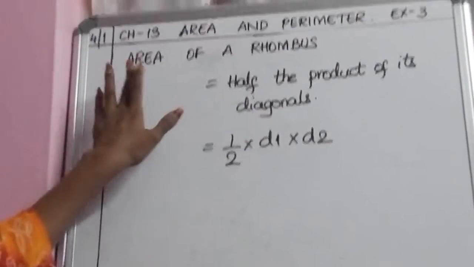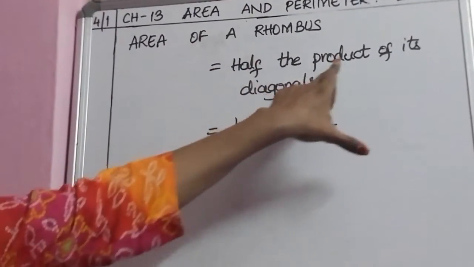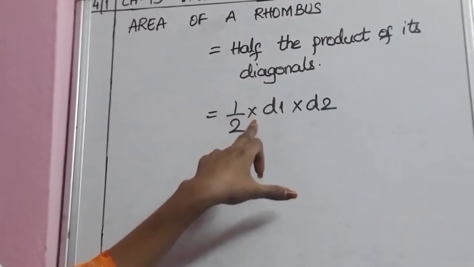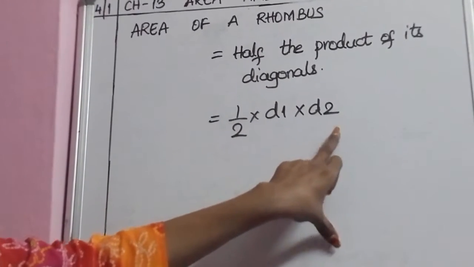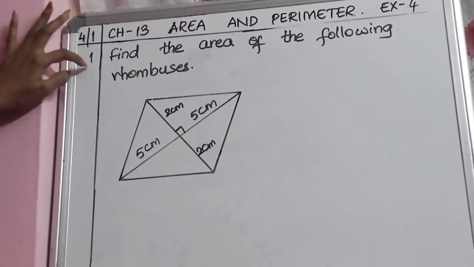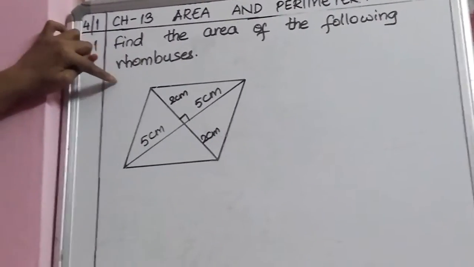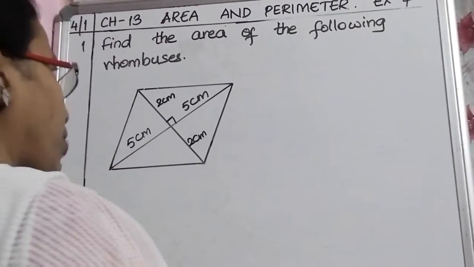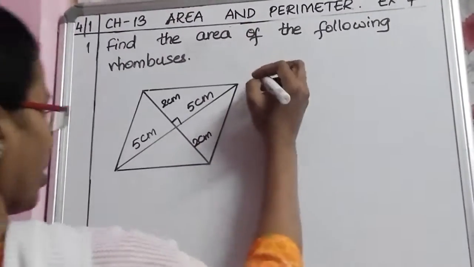Okay, so the area of a rhombus is equal to half the product of its diagonals, which is nothing but half into D1 into D2. Copy this in your classwork books, children. Do exercise 4, first problem. Find the area of the following rhombuses. They have given you a rhombus and you have to find out the area of the rhombus.